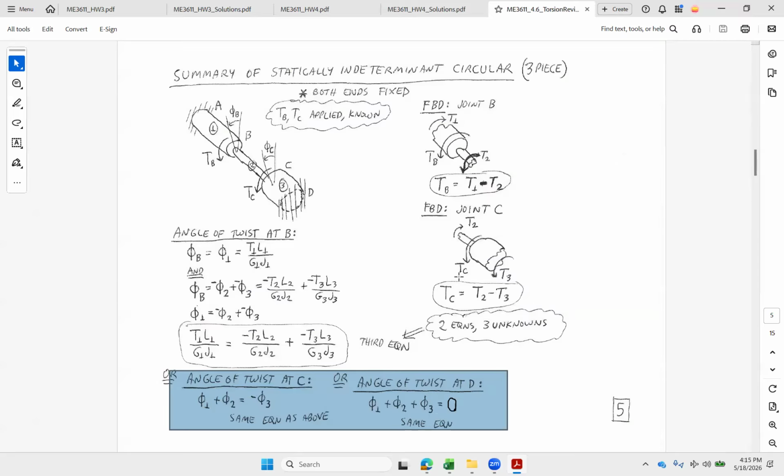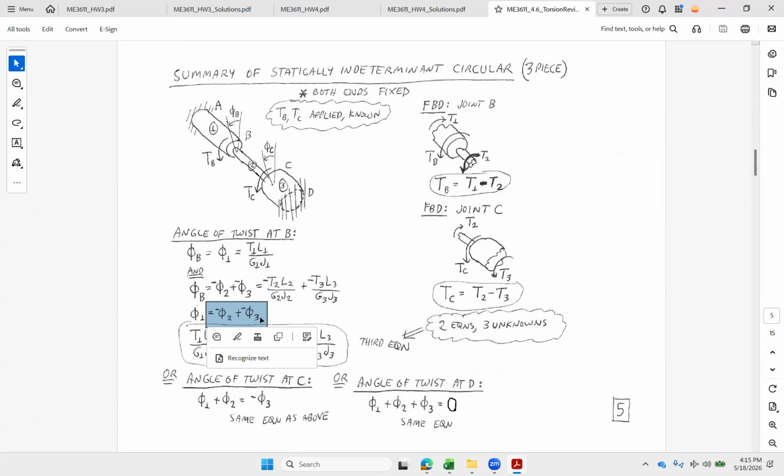We can see that here in our indeterminate. We can get 1 or minus 2 and minus 3 at B. And then at point C, we can do 1 plus 2 or minus 3. Should come out the same.